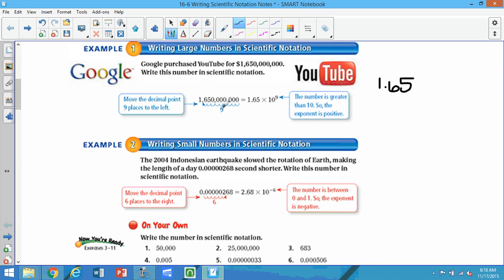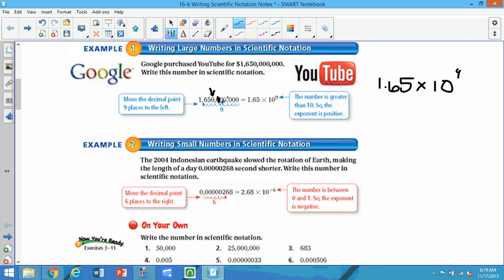Once you've done that, you moved your decimal from the end all the way to here, you count the number of times you moved it, and it becomes times 10 to that power. So it'd be times 10 to the ninth power. Now, let's just say that it was 1.650 and then there's a 1 here. You would include that 0, because you stop after you have the last digit between 1 and 10, so 1 through 9.